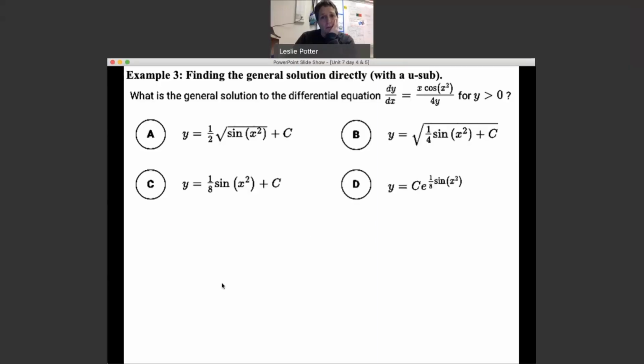Okay, going on to example 3. So example 3 is finding the general solution directly with the use of u-substitution. So this is a little more complicated just because of the antiderivative process. So here's our differential equation, dy/dx equals x cosine x squared divided by 4y, for y's greater than 0. So looking at this, do you see the use of u-substitution that we're going to have to do for the antiderivative on the x side? Okay, so kind of keep an eye on that.